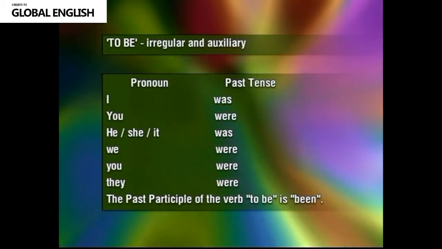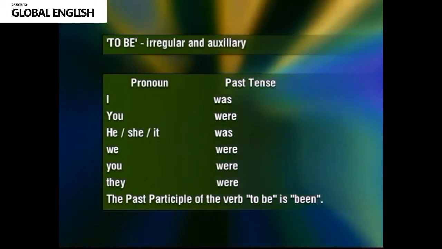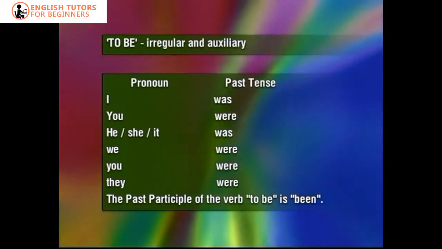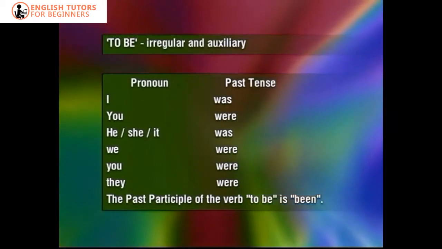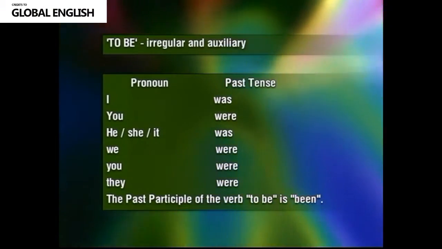I was. You were. He, she, it was. We were. You were. They were. The past participle of the verb to be is been. To have and to do are simpler than to be.